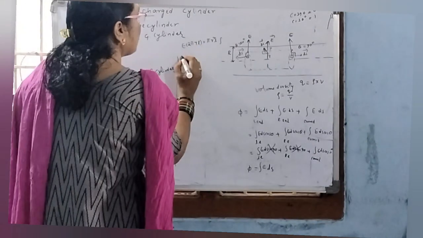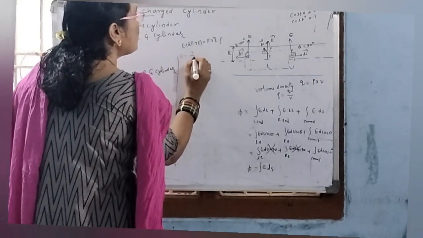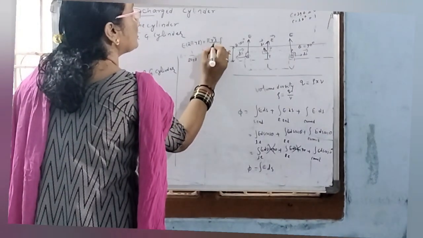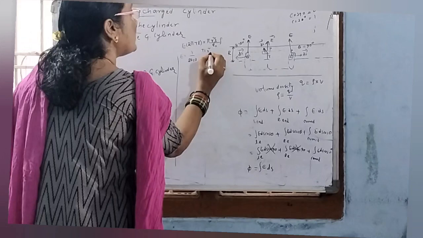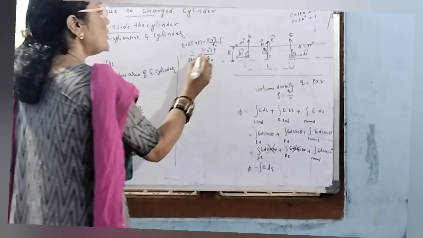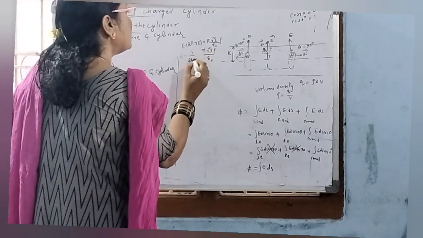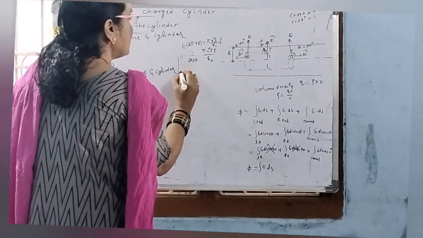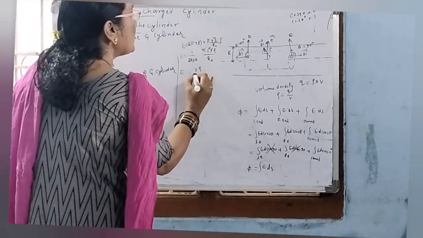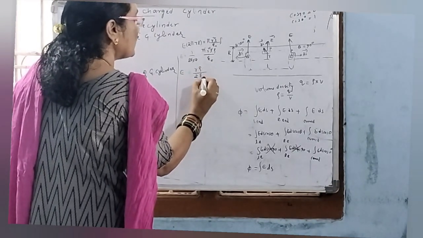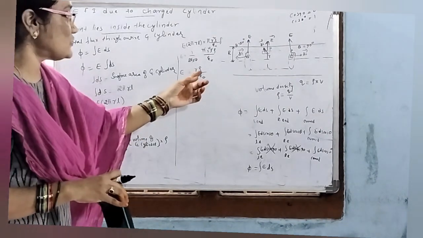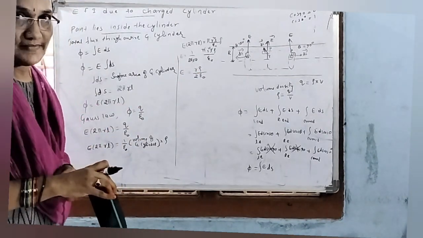Now next, E is equal to 1 by 2 pi R L into pi R square L rho by epsilon naught. Now what cancels? Pi, pi, one R, L, L. So what remained? One R remained here, rho, and here 2 epsilon naught. This is the electric field intensity in terms of volume density.